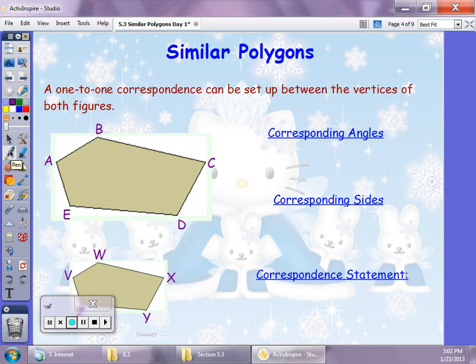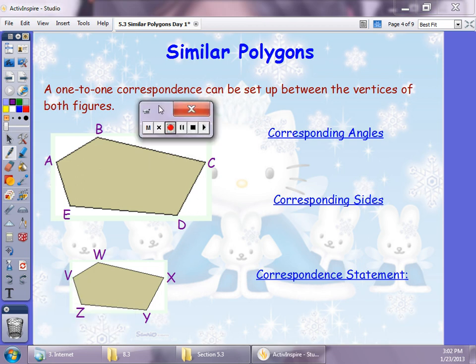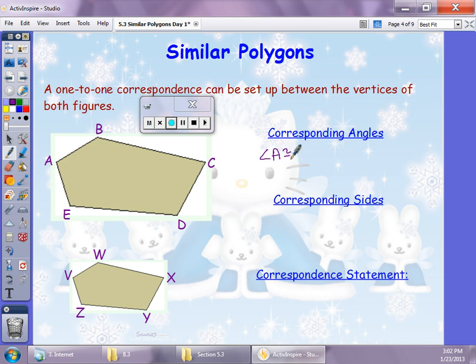So here we have two pentagons. We have pentagon ABCDE and pentagon VWXYZ. Let's start by naming the corresponding angles, which are going to be congruent. We know that angle A is going to correspond to angle V. Angle B is going to correspond to angle W. Angle C is going to correspond to angle X. Angle D is going to correspond to angle Y. And angle E is going to correspond to angle Z.